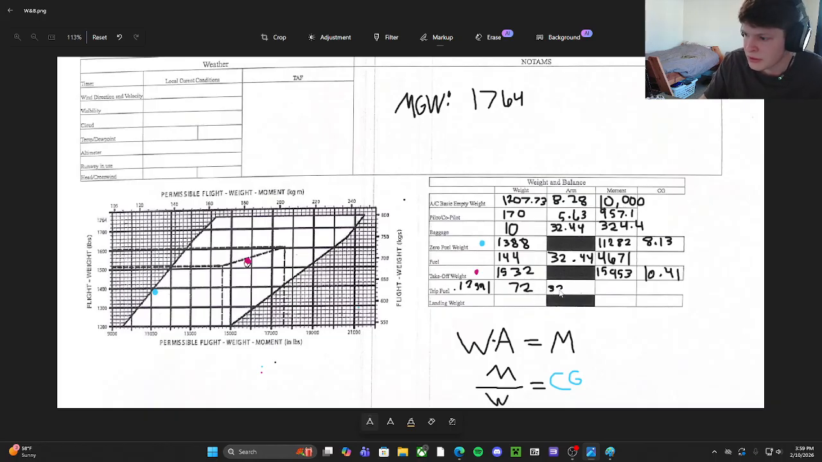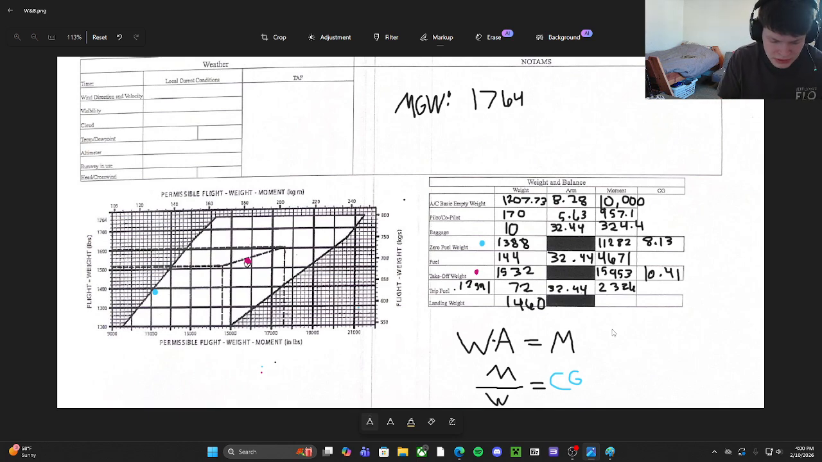We remember the arm was 32.44, and I get 2,335.68, so I'm going to say 2336. From there now, to get my landing weight, I just do my takeoff weight minus my fuel burn, so however much weight I burnt in fuel. So 1532 minus 72 is 1460 for the landing weight.